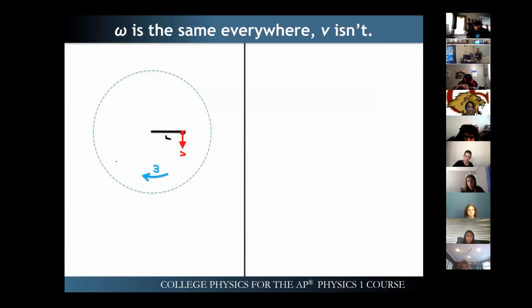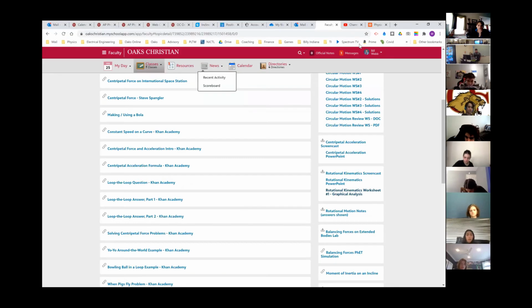All right, now here is something that's often a little bit confusing at first, but then once you see it, it's like, oh, okay, that makes sense. So the omega, that angular displacement, is the same everywhere, but the linear velocity is not. So I'm going to switch the share here for a second, and I'm going to show you an animation to help you visualize this.